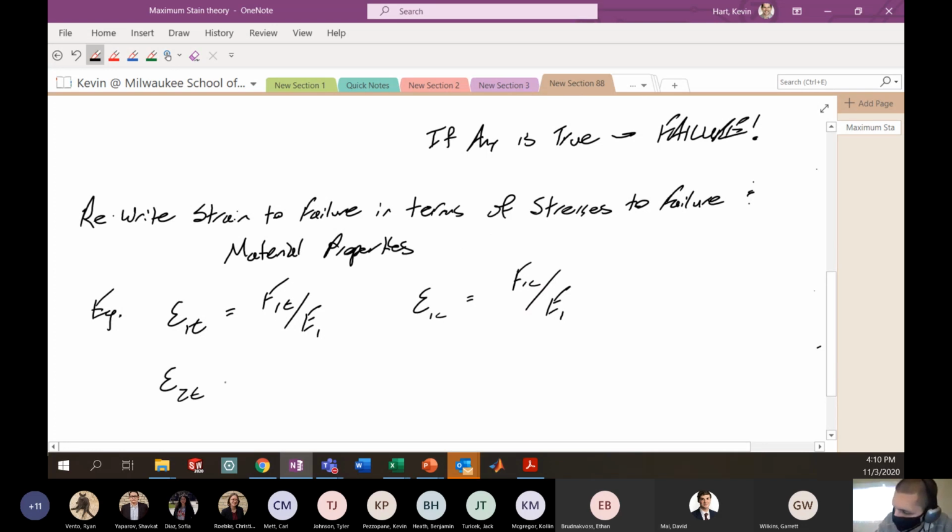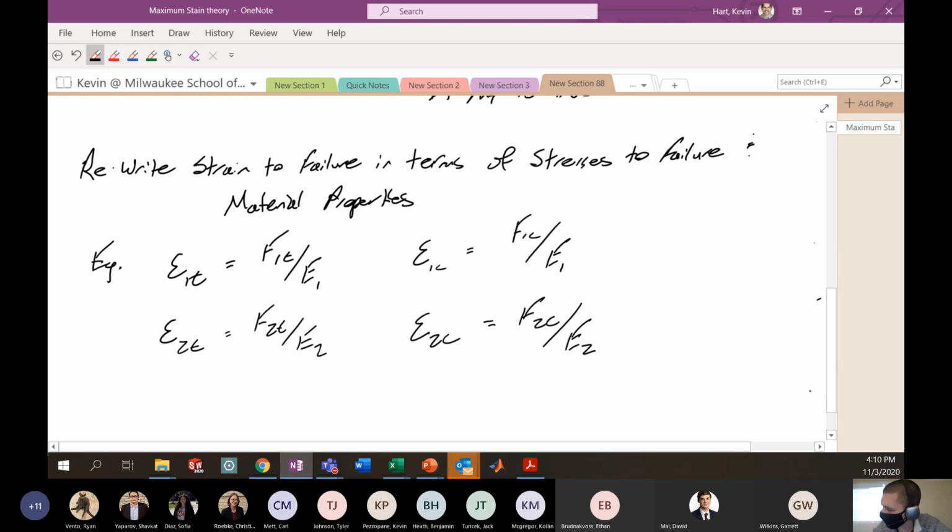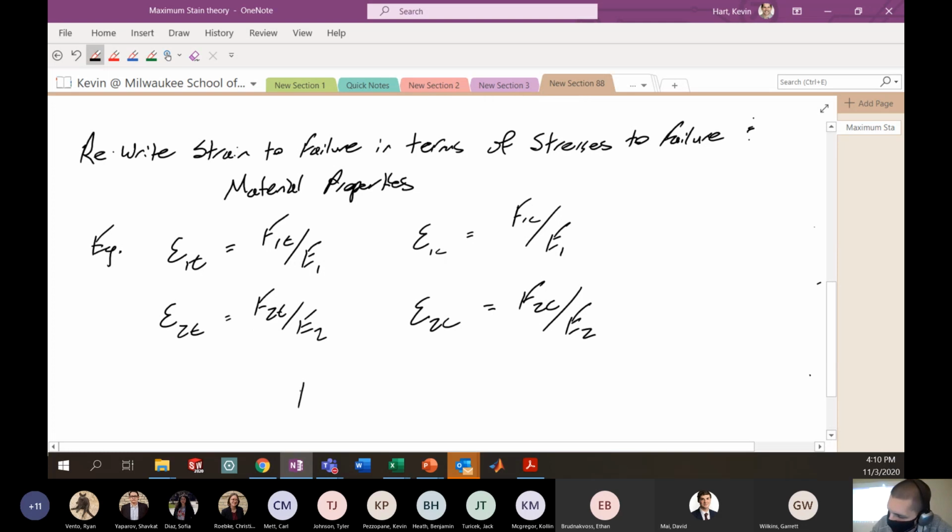Strain in the two direction which would cause failure. This is F2T over the modulus of the composite in the two direction. Strain to failure in the two direction in compression is just the failure strength in the two direction in compression divided by the modulus in the two direction. And then obviously the strain to failure in the sixth direction is just going to be this F6 over G12.